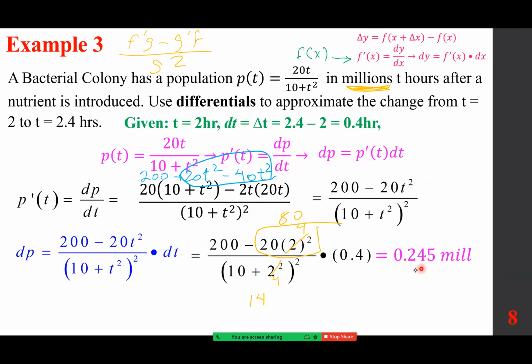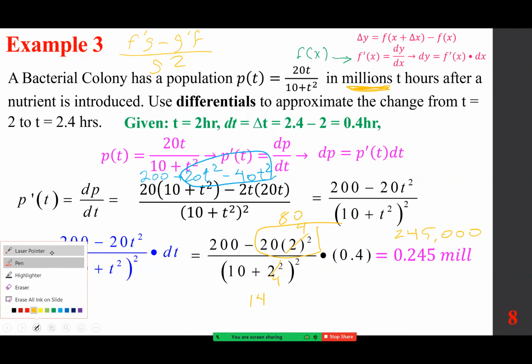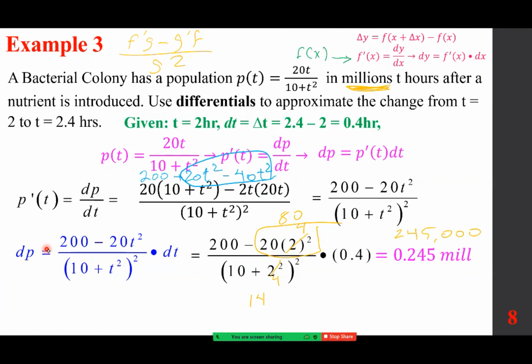Which means, by the way, $245,000. So the approximation of the change from 2 to 2.4, we have this much increase in the population. Now, can we come up with the exact change?